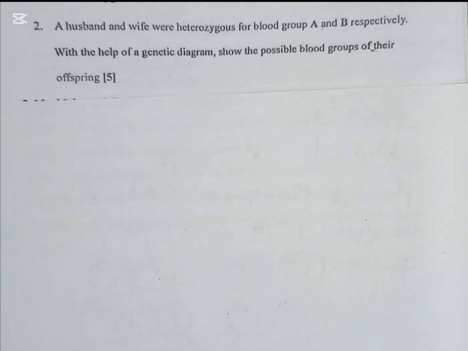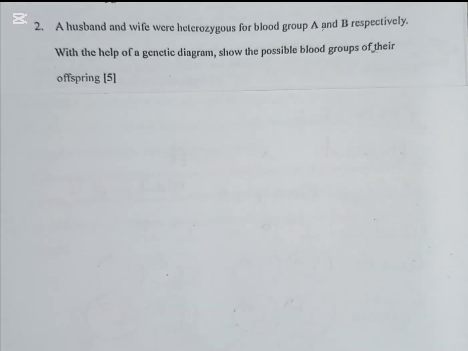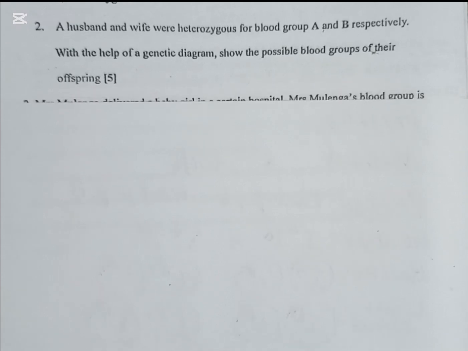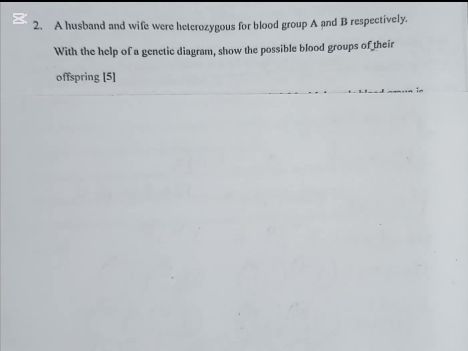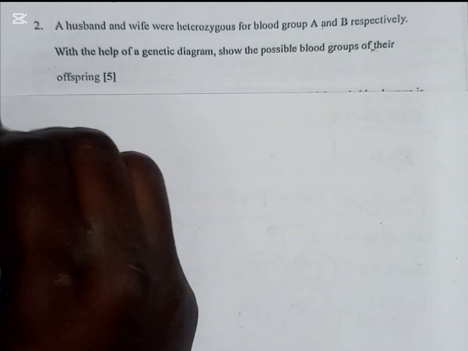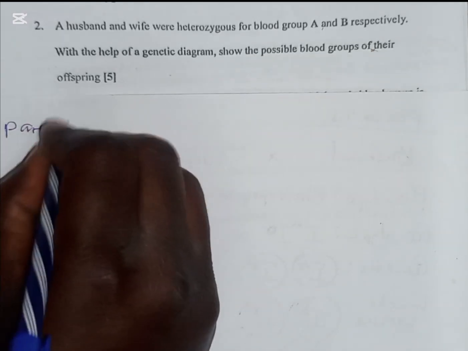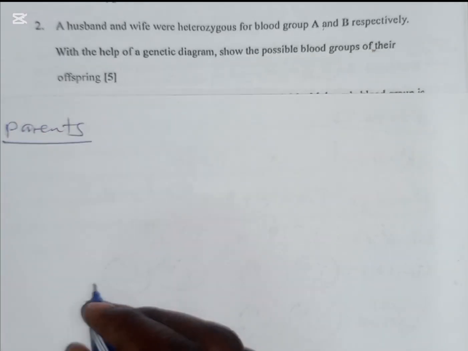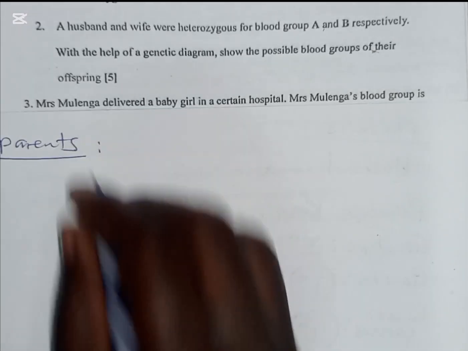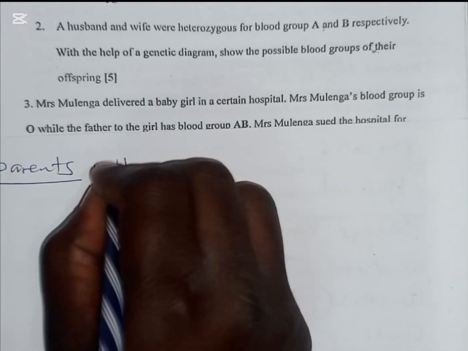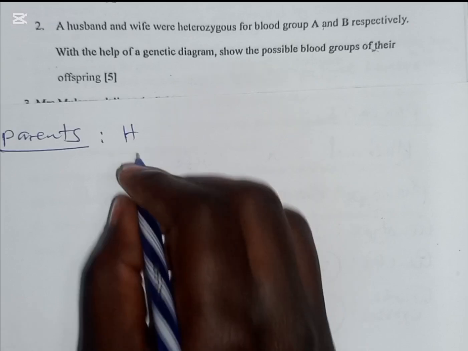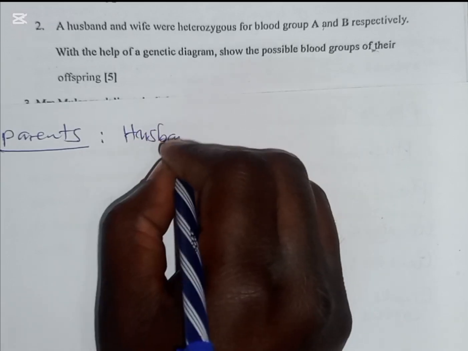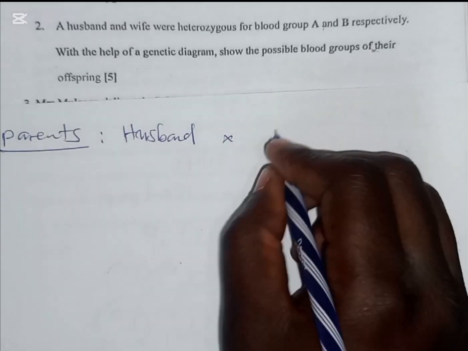Now we need to understand something here. Remember the last time I did a video, I mentioned that when you're dealing with genetic diagrams, all you need to do is start with parents. So in this case, you write parents, and the parents we have here are the husband and the wife.